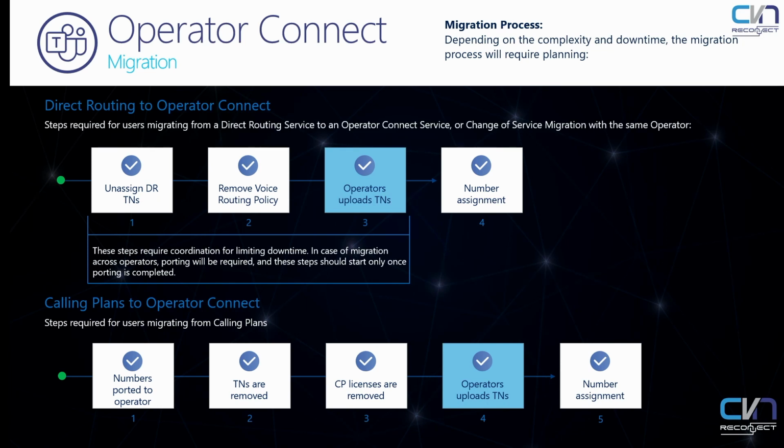Once the port completes, Microsoft removes the numbers from your Teams admin center. Only then can the operator re-upload them so there's not duplicates in your tenant, and then you can go ahead and reassign them to your users.